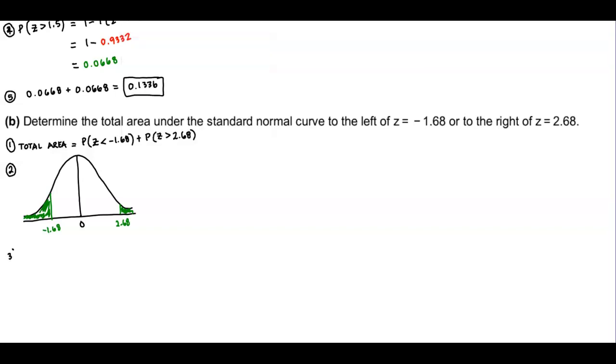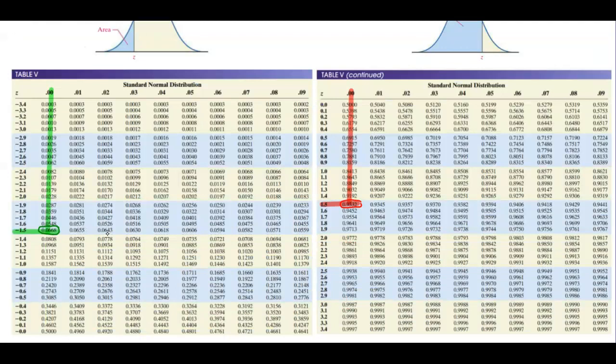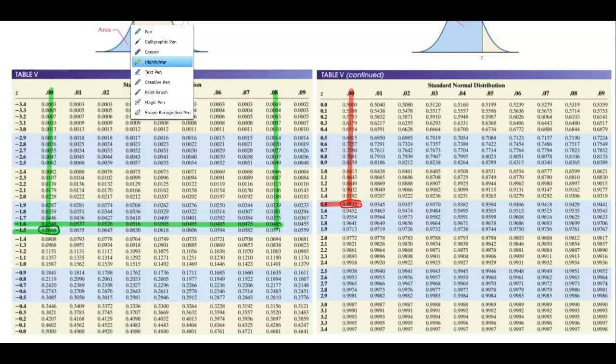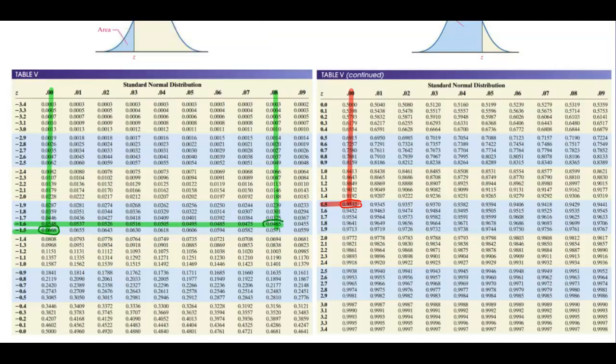The first thing we want to do is find the probability of when the z-score is less than negative 1.68. So let's use our table to determine that. Let's take a look at negative 1.68. Here's negative 1.6, and there's 0.08. From there, we can determine that the area, or the probability, is 0.0465.